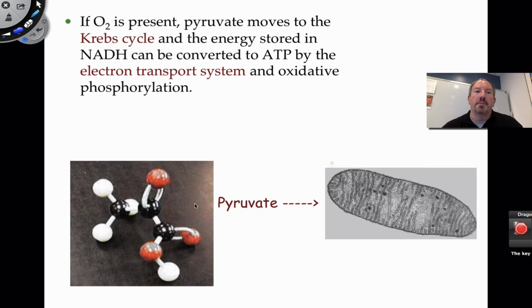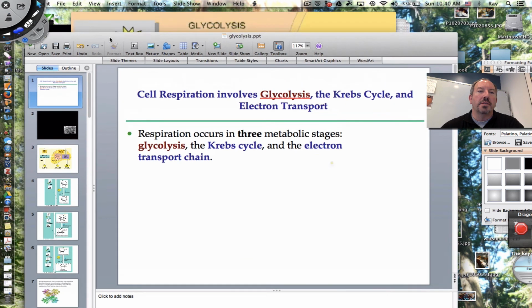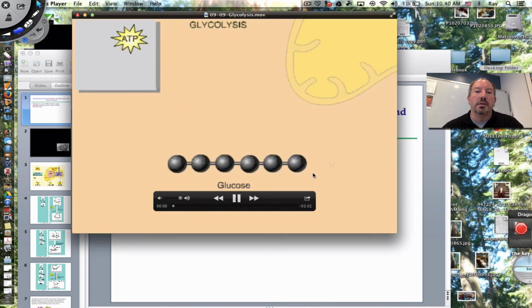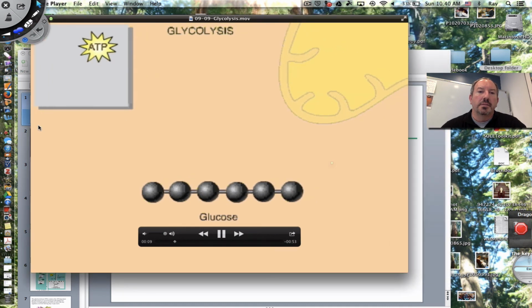And so those will be separate videos where we look at the Krebs cycle, which occurs in the matrix, and the electron transport chain, which occurs in the cristae. Those are really cool. So in conclusion, I want to make things a little bit more clear by showing you a little animation. And so let me do that. So check this out.